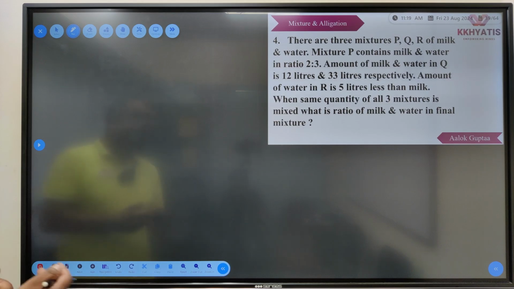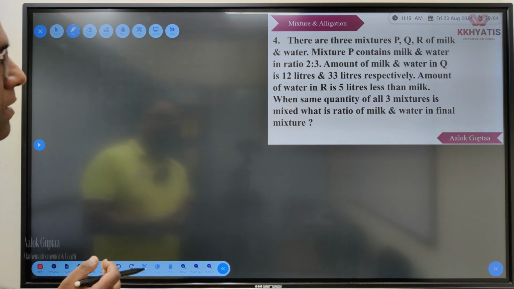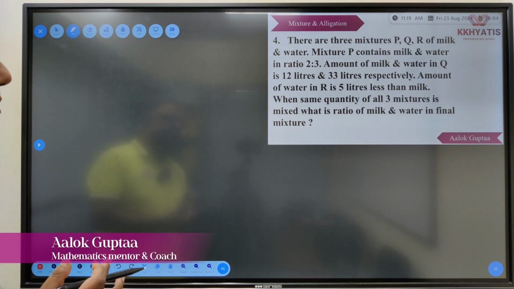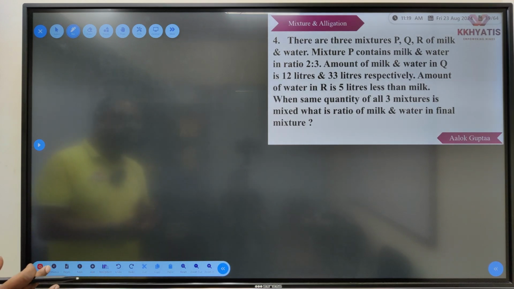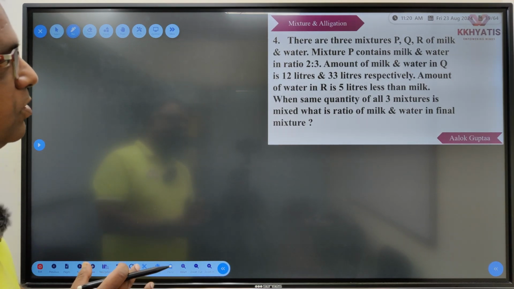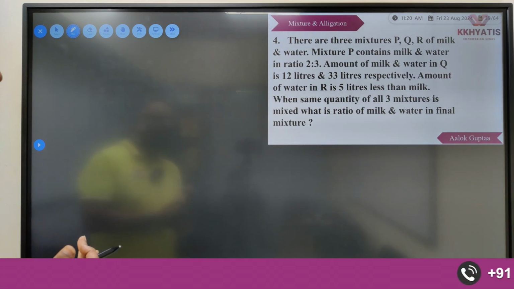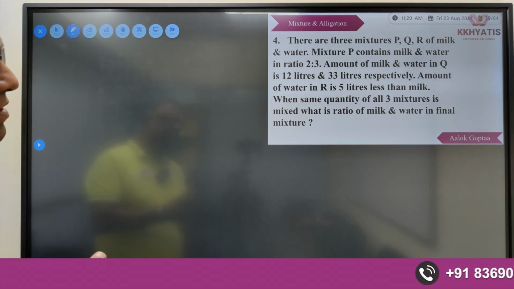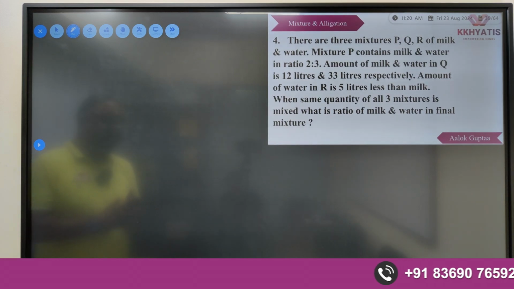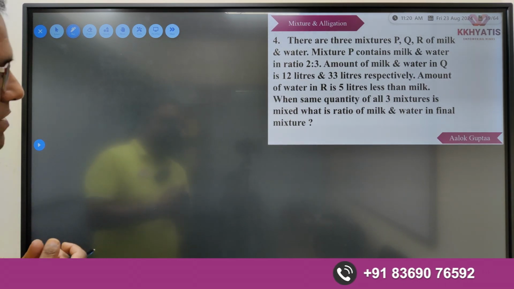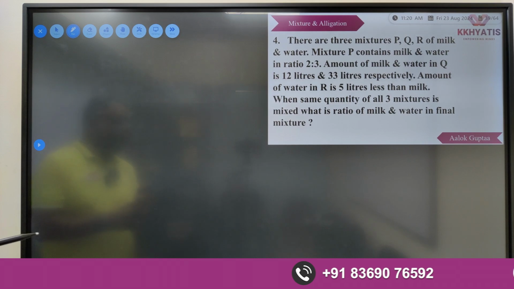There are three mixtures P, Q and R of milk and water. Mixture P contains milk and water in ratio 2:3. Amount of milk and water in Q is 12 liters and 33 liters respectively. Amount of water in R is 5 liters less than milk. When same quantity of all three mixtures is mixed, what is the ratio of milk and water in final mixture?